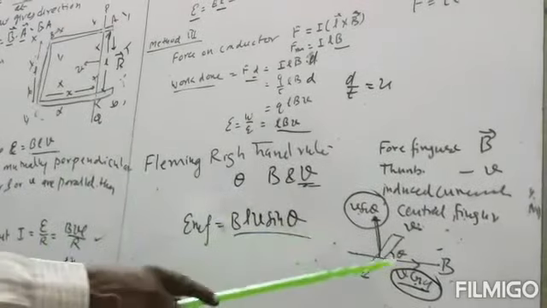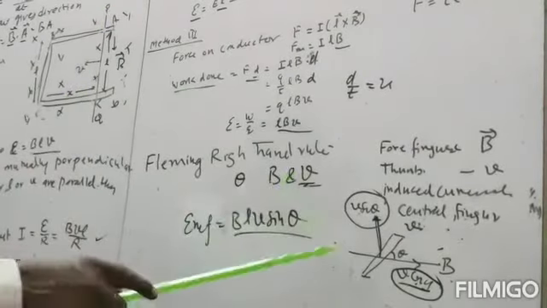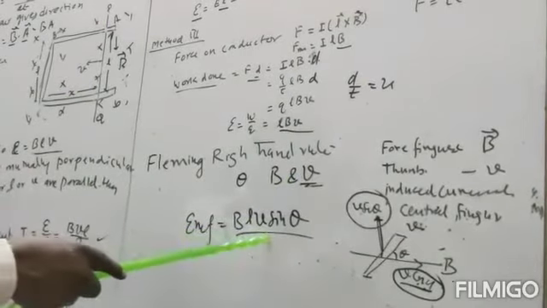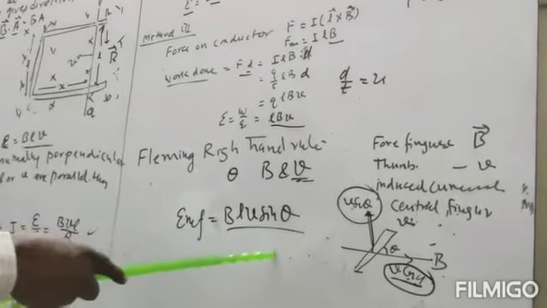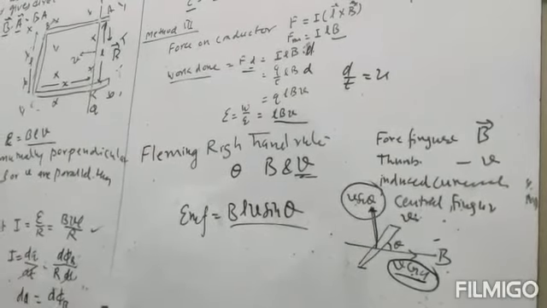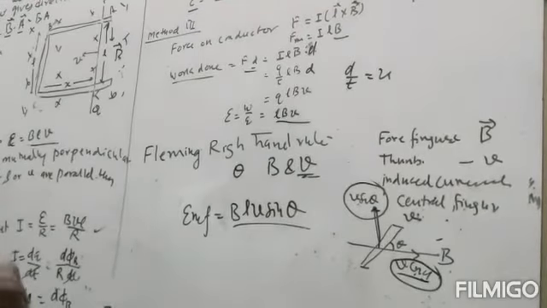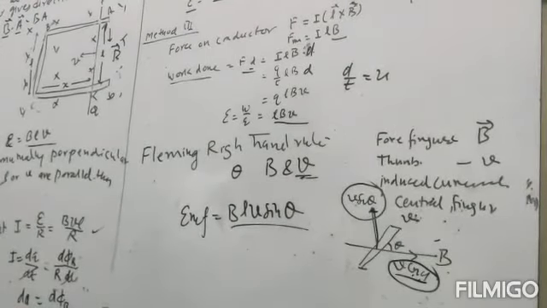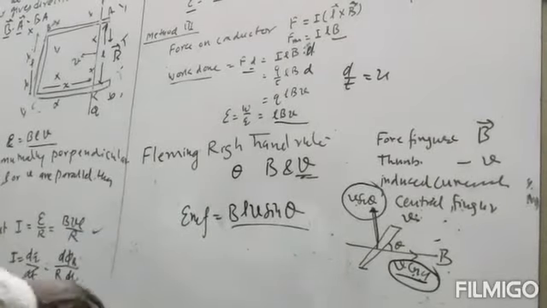Here the direction of velocity is not perpendicular to the magnetic field. If it is perpendicular, then put theta equal to 90. Again it is equal to BLV. So we can find the EMF on the rod when it is moving with constant velocity, perpendicular to the magnetic field or at any angle, then we will have this formula.